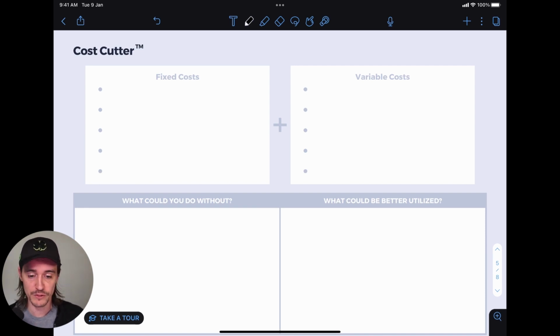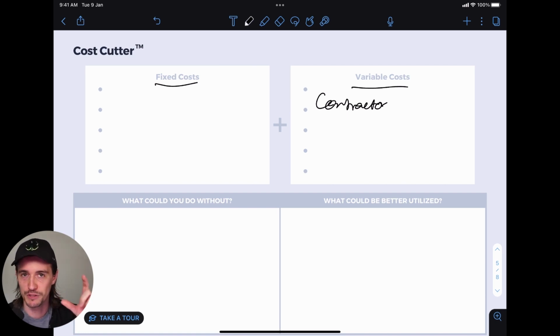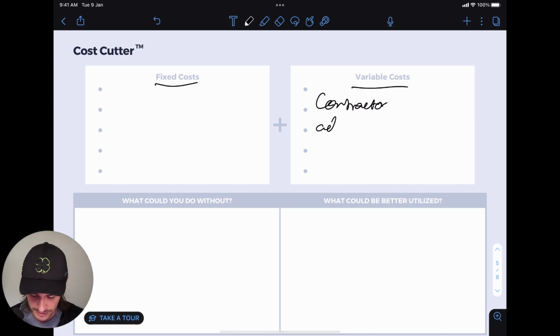So there are two types of costs. We've got fixed costs and then we've got variable costs. A variable cost is like a contractor, right? I'm paying them 50%. So if they make more money, then the cost increases, but it's proportional, but it varies, right? Another variable cost is ad spend.